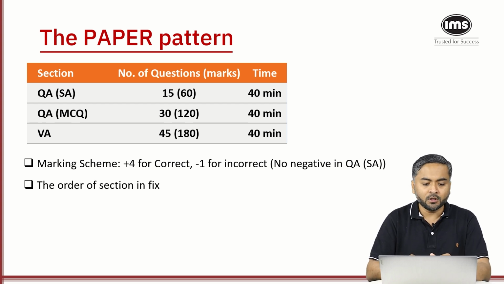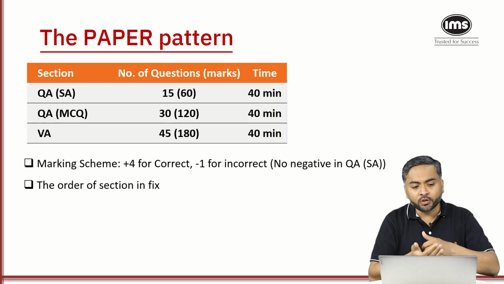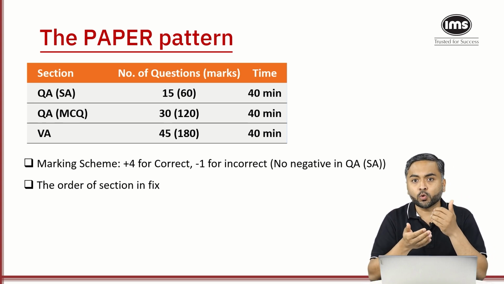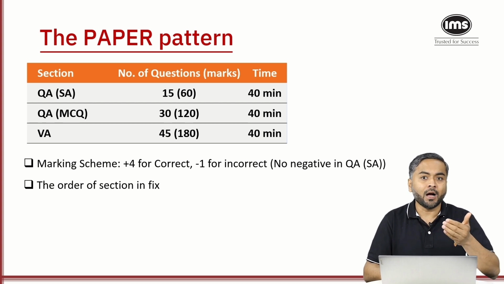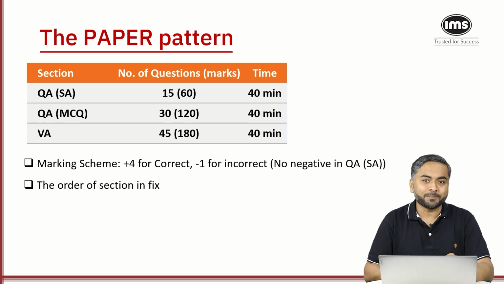short answer section. The order of sections is fixed. You have to attempt the paper in this order. First is QA short answer, followed by QA MCQ, followed by verbal ability. You cannot switch the order depending upon your priority.